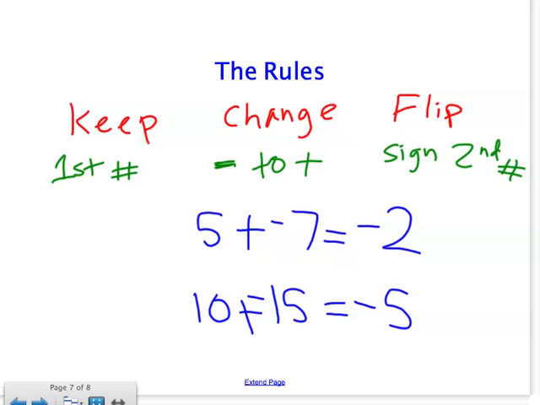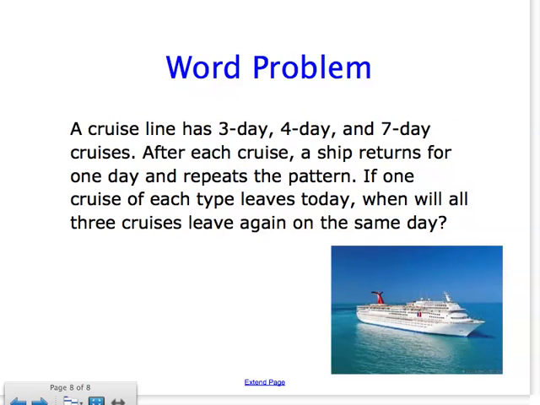Okay, so keep change flip is only for subtraction. There's not much point in flipping around the addition. It would work, the problem would be equal to itself, but you're making it harder. It's a lot easier to do these problems with addition. So that's why we want to change everything into addition. All right, we're going to wrap up with a word problem I want you to work on, and then we'll go over it in class.